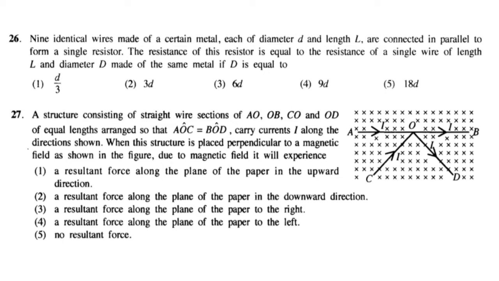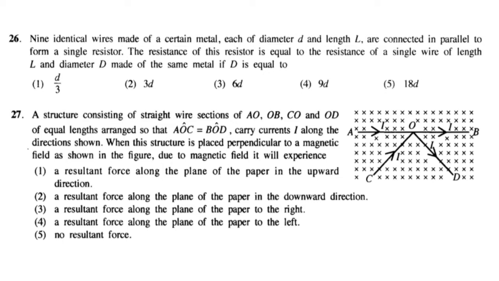And we take the equation for the resistance of a wire. It is given by rho L over A. Rho is resistivity, L is the length of the wire, A is the cross-sectional area of the wire. So we can write R equal rho L over A.